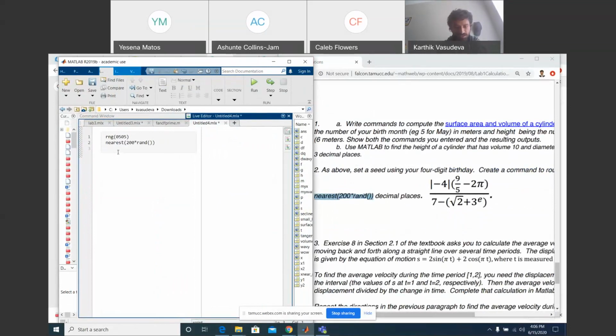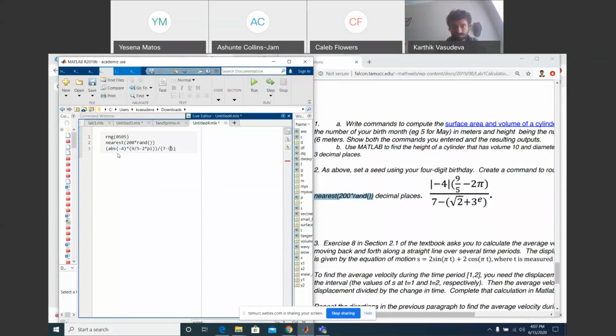So the equation would be, you have a numerator and a denominator. You open a parenthesis, then have a division sign: numerator divided by denominator. In the numerator, you have the absolute value of -4, so ABS of -4. Then you multiply this absolute value of -4 with, open another parenthesis, 9 divided by 5 minus 2 times pi. That's the entire numerator.